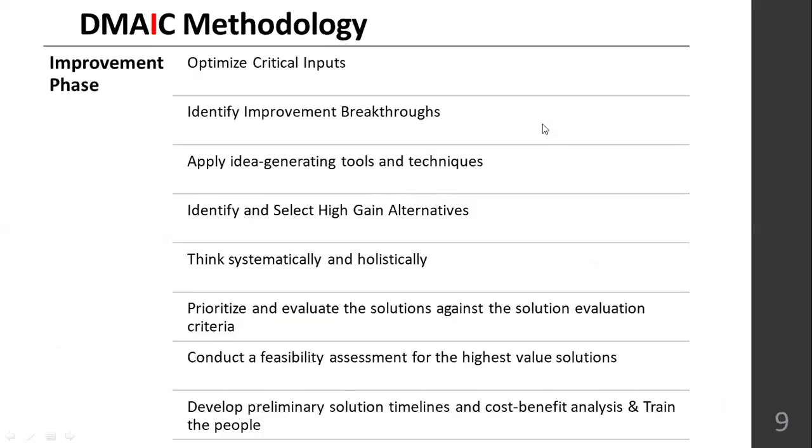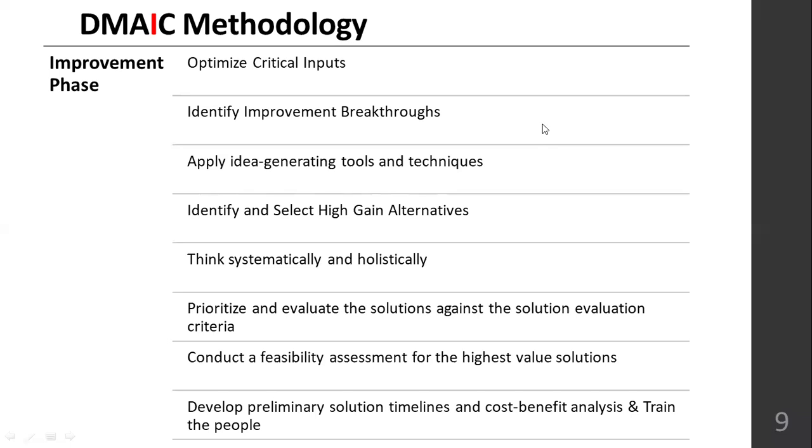Next is the improvement phase. In the improvement phase, whatever solutions you have from the analyze phase have to be put into action. So the improvement phase is an action oriented phase. If you are working on a Kaizen project, it's not in writing or on papers, but you have actually started working on it. So that's the improvement phase.